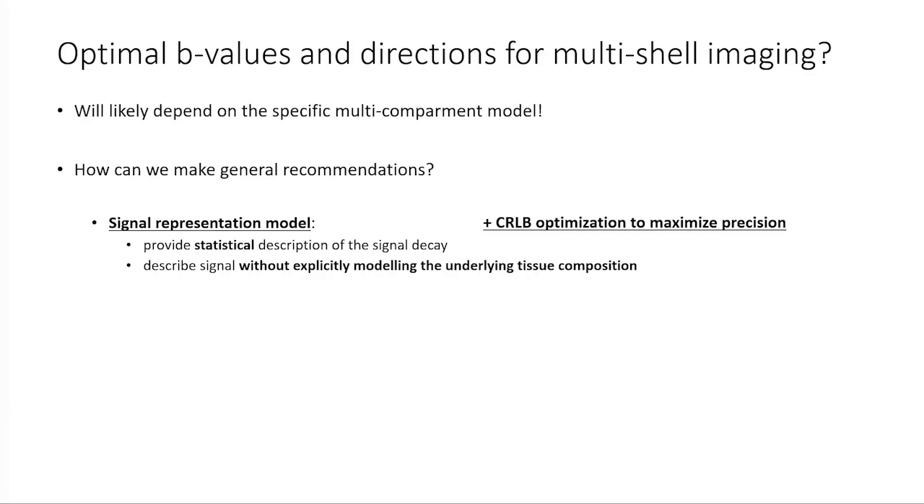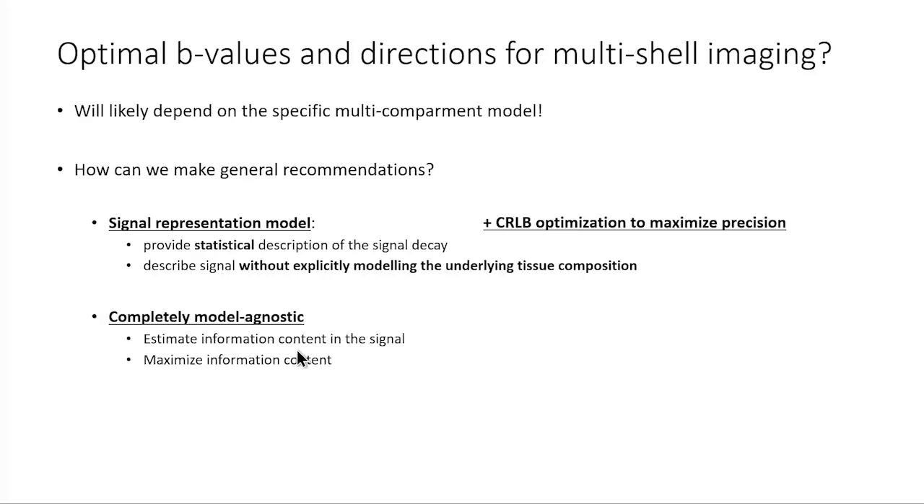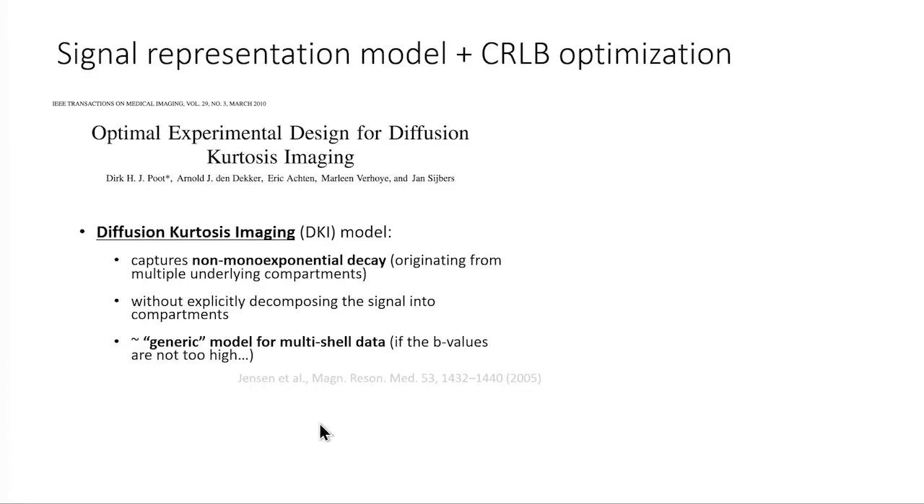The first one is to use a signal representation model. That's a model that provides a statistical description of your signal without really decomposing the signal into multiple compartments, and then use the CRLB optimization to maximize the precision of its parameters. Or we can take a completely model agnostic route where we try to estimate the information content in the signal and then try to maximize that information content. So let's first look at the first approach.